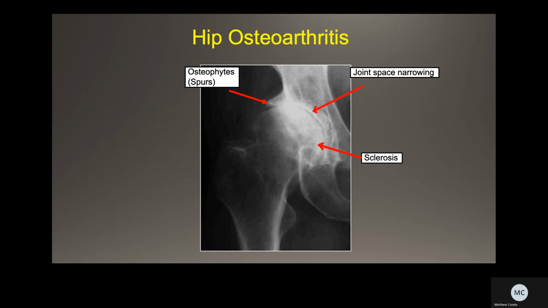So what we're going to see here in this radiograph, you have evidence of some sclerosis, right? That brightening on the radiograph. You can see the joint space between the femoral head and the acetabulum. This is almost what we would call bone on bone, but not quite. There's a little bit of a line there showing some separation, but definitely narrowed. And then there's a huge osteophyte as well.